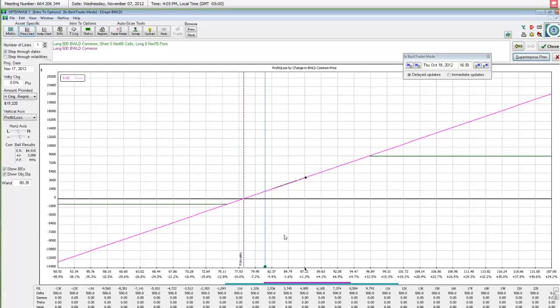But by employing the options, you turn into this green line. Now, of course, it's hidden in the center here behind the purple, but you can see that it's exactly the same right in through here. But then it goes flat up here and it goes flat down here.